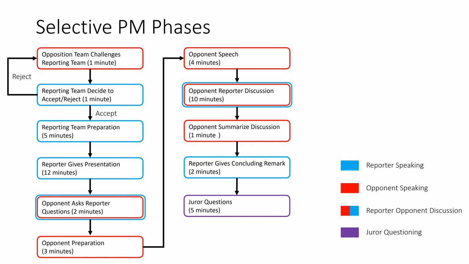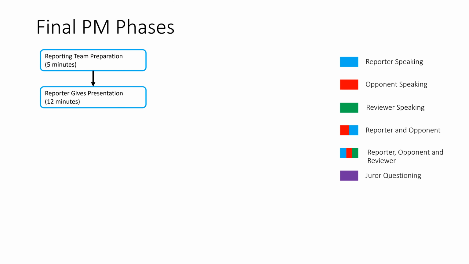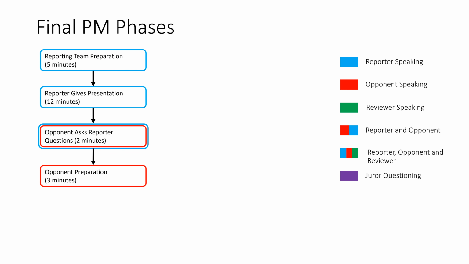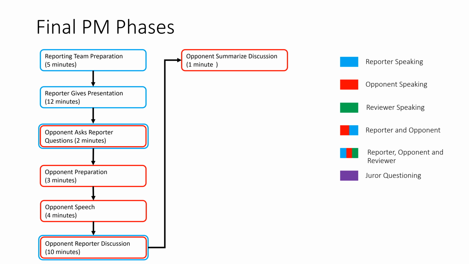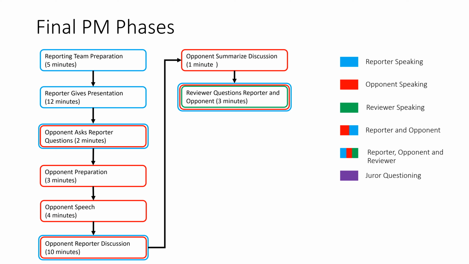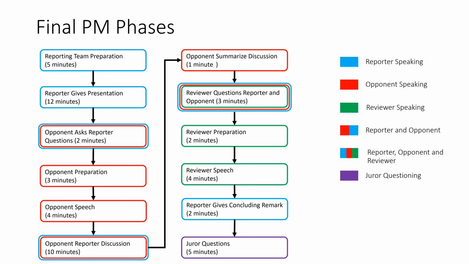This process then repeats in stage 2, and after the conclusion of both stages, one of the 5 selective physics matches is completed. For the final physics match, the reporter begins a 12-minute report. The opponent then questions the reporter for 2 minutes. The opponent then takes the stage and gives his or her short presentation. Then the reporter and the opponent have a 10-minute discussion. After that, the opponent concludes the discussion. The reviewer then questions both the reporter and the opponent for 3 minutes. The reviewer then gives his or her review. Finally, the reporter gives a concluding remark and all 3 teams answer jury questions.